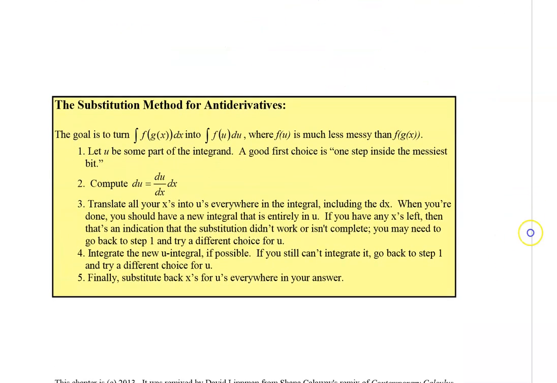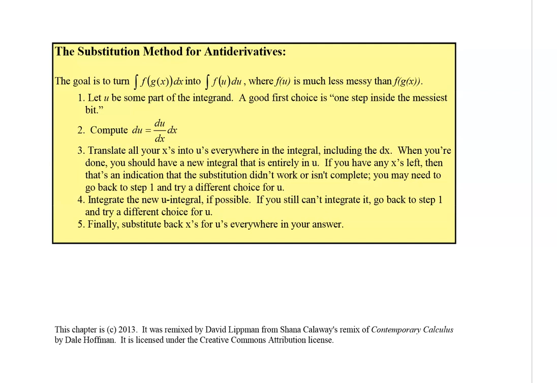So here's a nice little yellow box the text gives you. It says the goal is to turn the chain rule into a u substitution where f of u is much less messy than f of g of x. So let u be some part of the integrand. A good first choice is one step inside the messiest part. Always choose something that's being raised to a higher power, whatever's under the square root, possibly what's in the denominator.